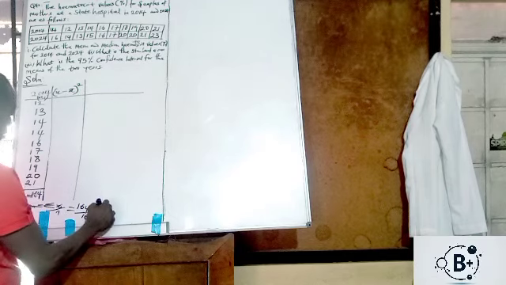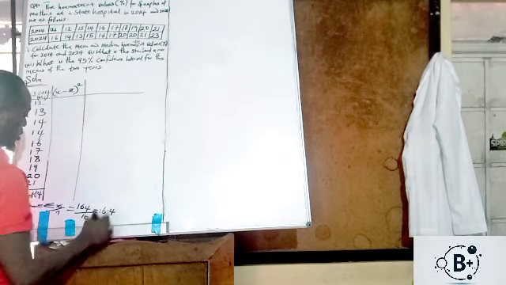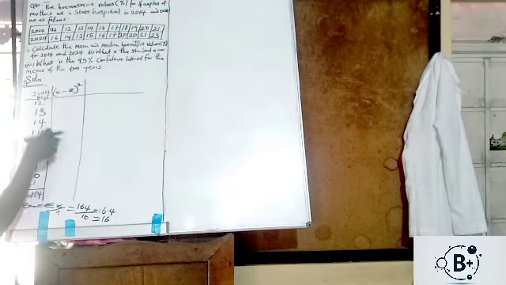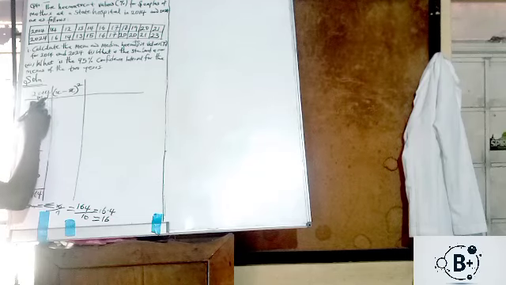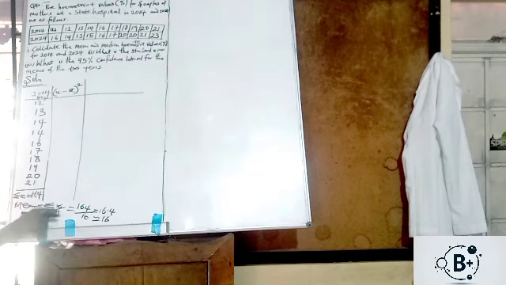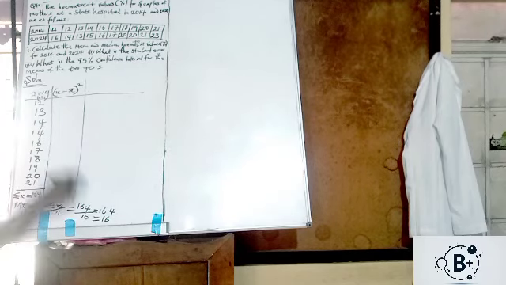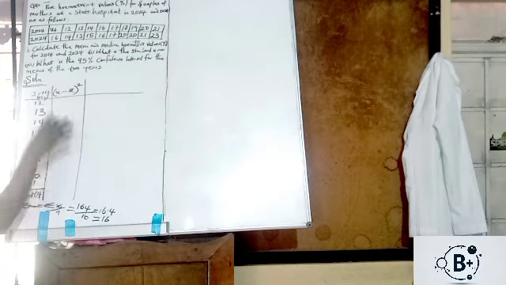So 16.4, which is approximately 16. So it means when we want to get the value for s minus s bar here, it means 12 minus the mean. 12 minus this mean we have gotten. 12 minus 16, 13 minus 16 squared, 14 minus 16 squared, 16 minus 16 squared, 17 minus 16 squared, in that order. That is what we are going to do here.